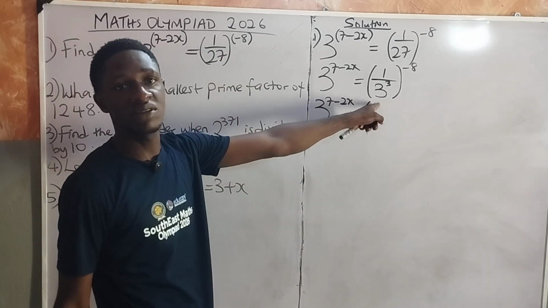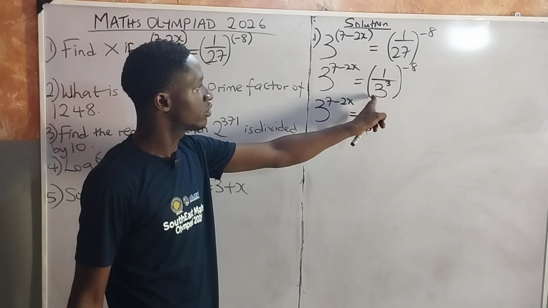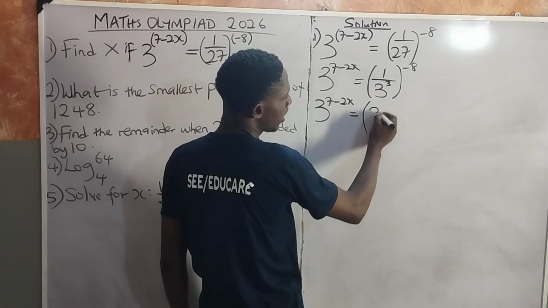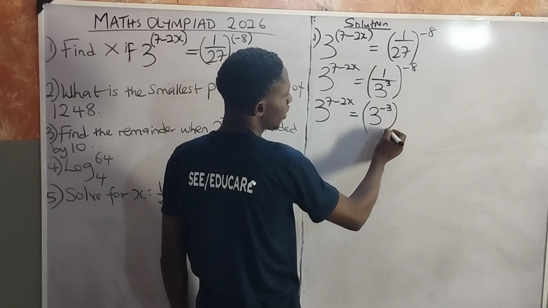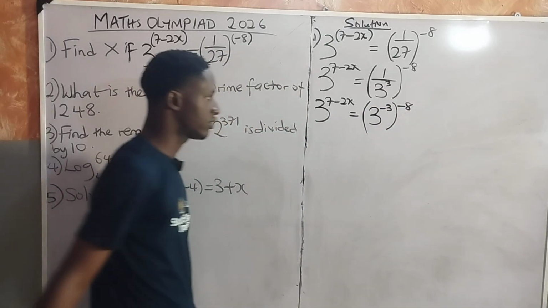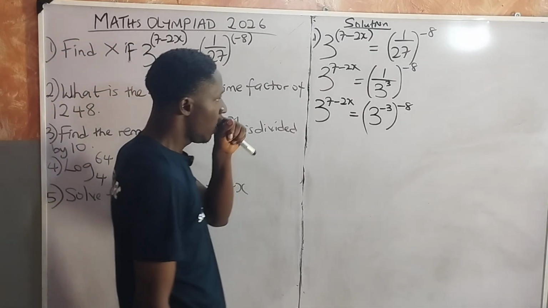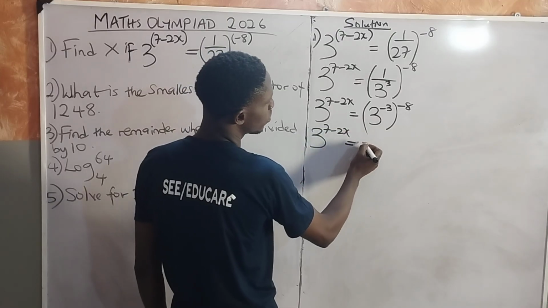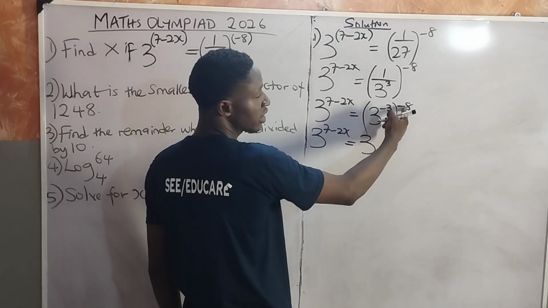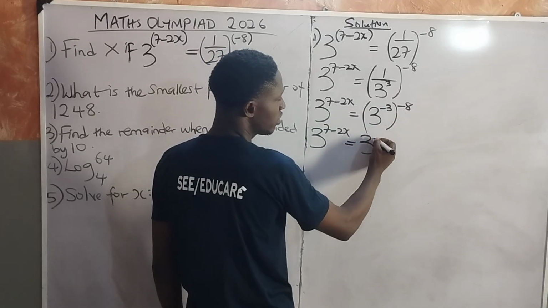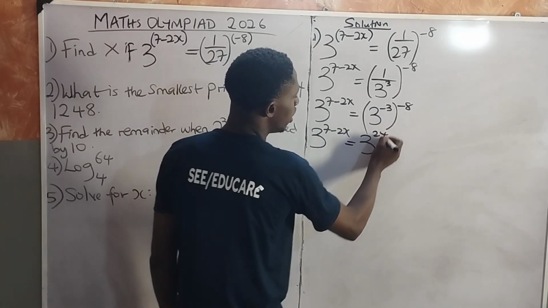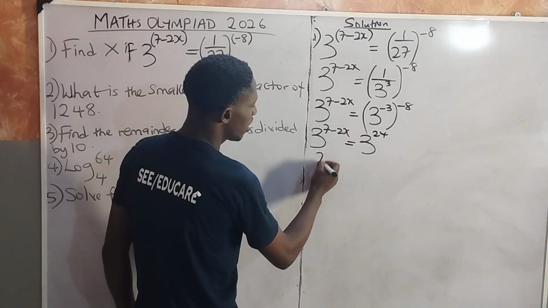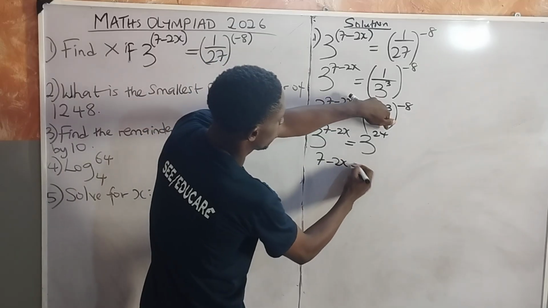We have what is called the negative index law. Whenever you have 1 over, we have to take it up, so this power here will have a negative. So we have 3 raised to the power of minus 3, in brackets, raised to the power of minus 8. Looking at this, we can go further and say 3 raised to the power of 7 minus 2x is equal to 3 raised to the power of minus 3 times minus 8, which is plus 24. So you see that the bases are the same. You equate the powers. So we have 7 minus 2x is equal to 24.